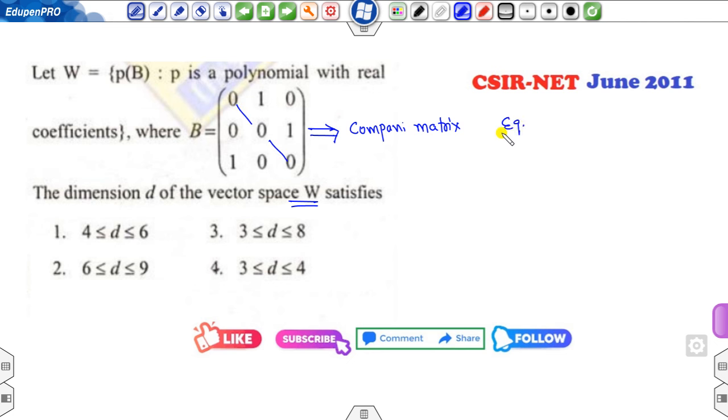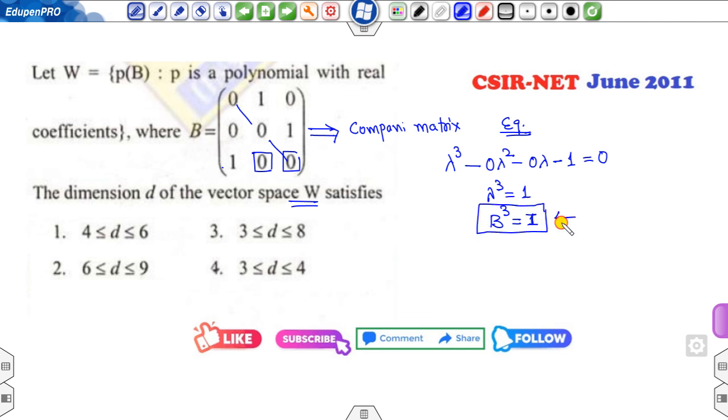So what is the characteristic equation? It's a 3 cross 3, minus 0 into lambda square, because the diagonal elements are in the upside. I can start from this, minus 0 into lambda minus 1. So lambda cube equals 1, that means the characteristic equation will satisfy this condition. What does it mean? That means this is a condition imposed on the matrix B.